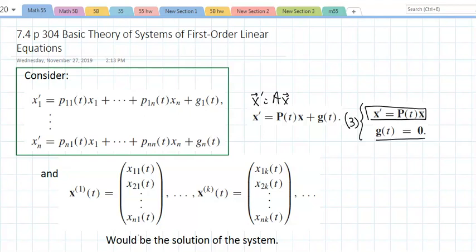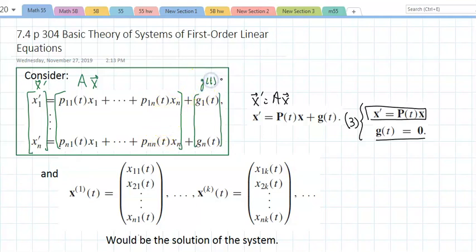Section 7.4 is on page 3 of 4, and talks about the basic theory of systems of first order linear equations. If I glance at this, I think of this as the derivative vector, this is a matrix multiplied by x1, x2, x3, so this is really a vector x, and this is a function g of t, g1 through g sub n. So this is an m by n matrix.